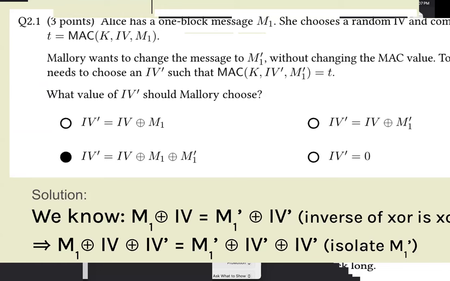But okay, basically the idea is what the XORs from earlier showed: anything XORed by itself will just be 0. So using this property, we can isolate the IV, which is our target, by XORing both sides with M1 prime. I think this one actually XORs both sides with IV prime, but yeah. So in order to isolate IV prime, we just XOR both sides by M1 prime.